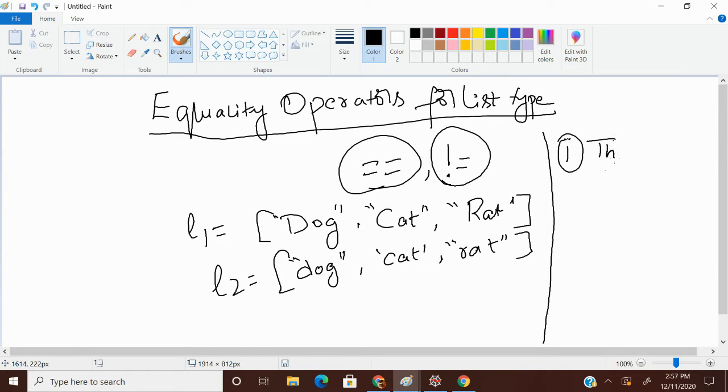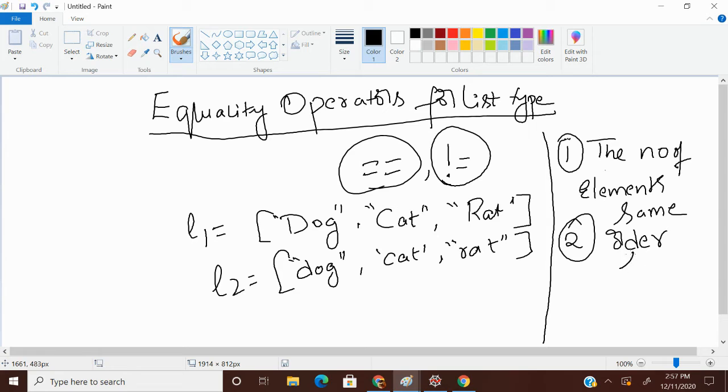the number of elements must be same, order of elements must be same, content must be same, including case.